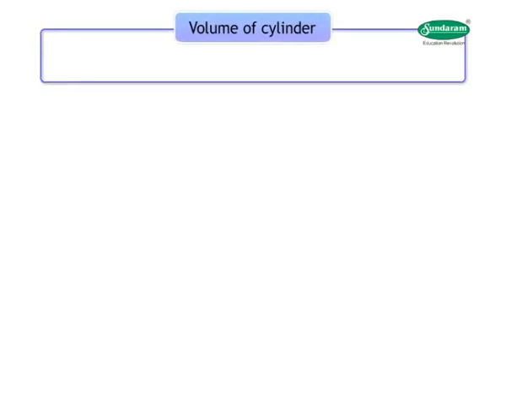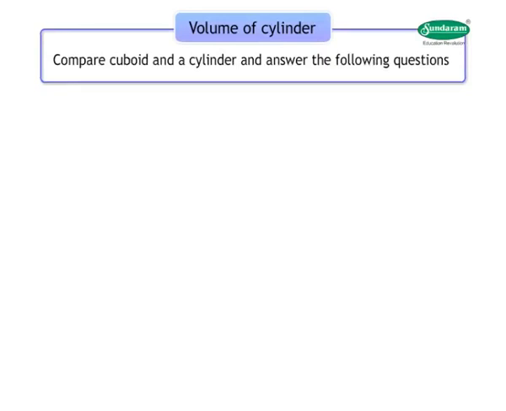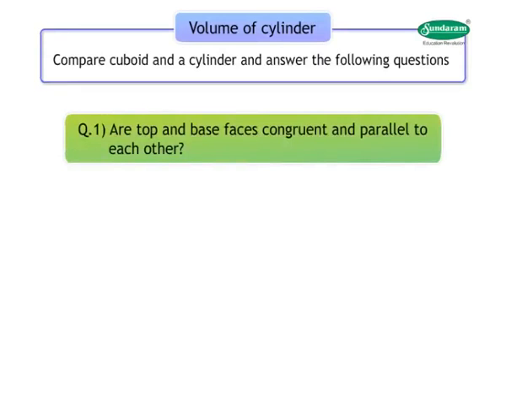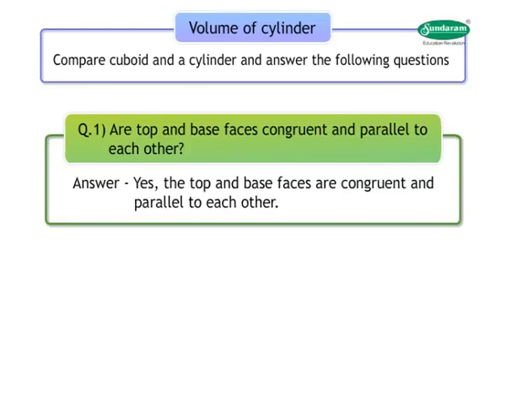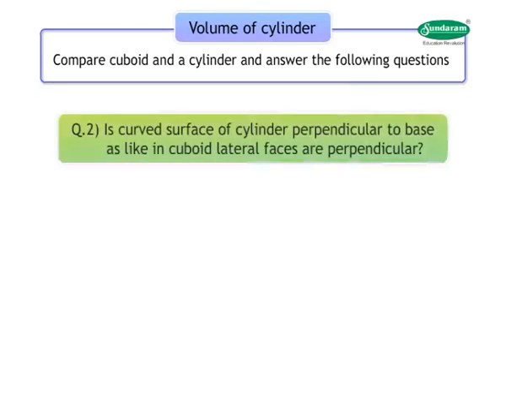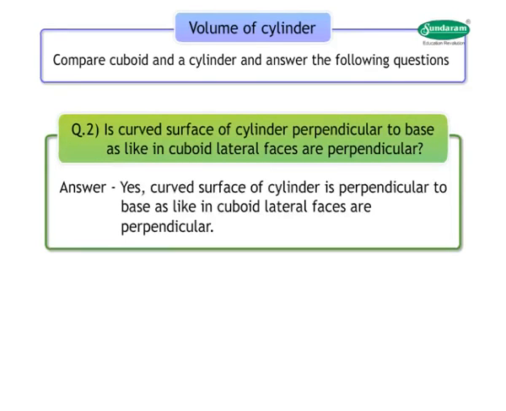Volume of cylinder. Compare a cuboid and a cylinder and answer the following questions. Number 1. Are top and base faces congruent and parallel to each other? Answer. Yes. The top and base faces are congruent and parallel to each other. Number 2. Is the curved surface of a cylinder perpendicular to the base, like in a cuboid where lateral faces are perpendicular? Answer. Yes. The curved surface of a cylinder is perpendicular to the base, like in a cuboid where lateral faces are perpendicular.